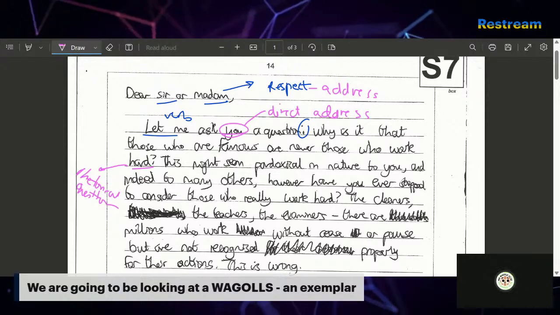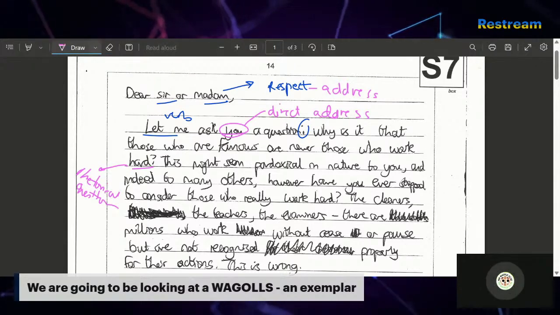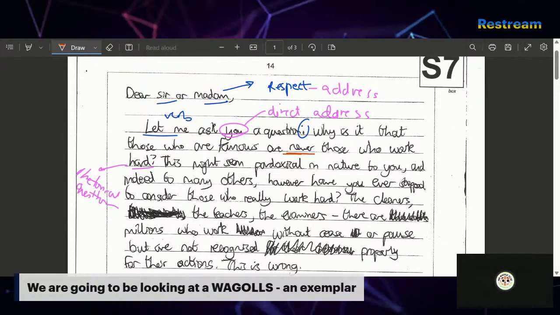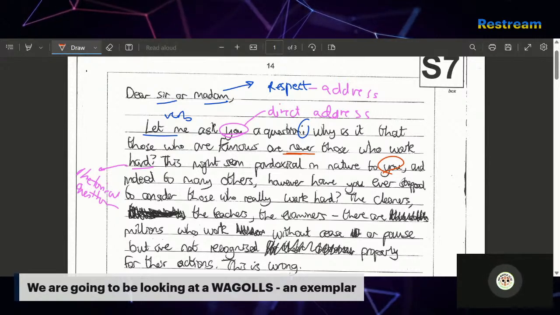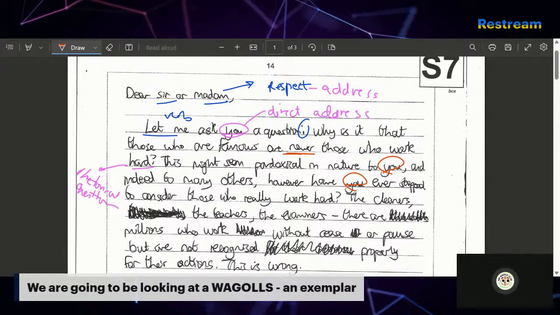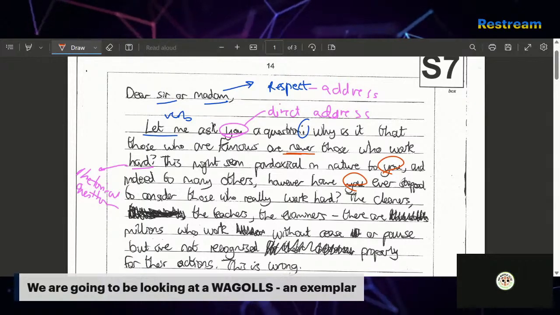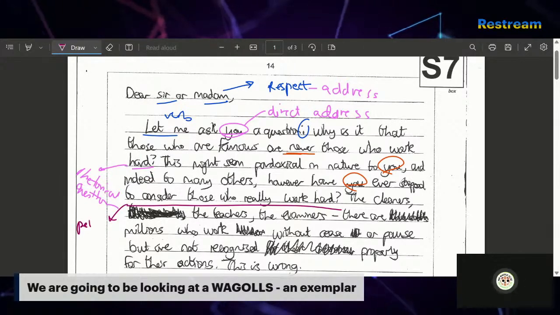"Let me ask you a question: why is it that those who are famous are never, see some very emotive language here, never those who work hard? This might seem paradoxical in nature to you." Again, direct address. "And indeed to many others. However, have you ever stopped to consider those who really work hard?" Another rhetorical question to the reader. So again, very personal, it seems targeted at us and us only.